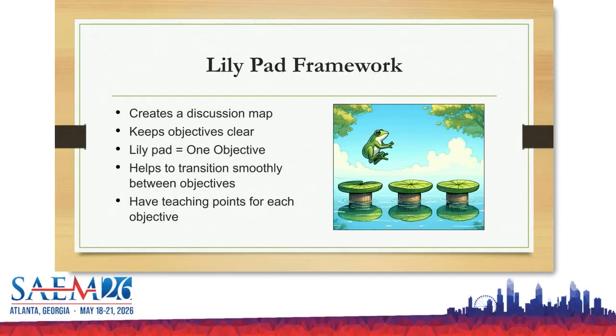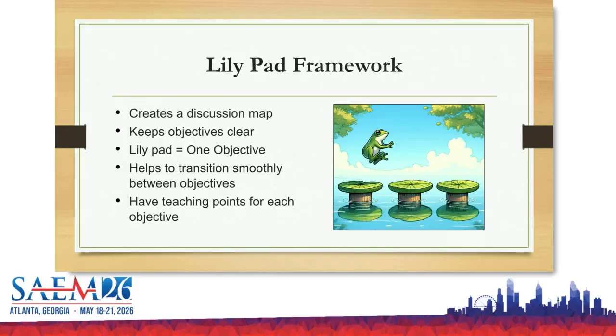So the lily pad framework. It is a discussion map for you. This is often the framework that I have before small groups, and a lot of my other active learning educators have for small groups. It's going to keep your objectives clear because they're going to be right in front of you. Each objective we consider like one little lily pad, and you're the little frog that's jumping between them. So it helps you transition smoothly and have your teaching points for each objective. So if I have 5 objectives, I have my little lecturette with the teaching points under each objective.